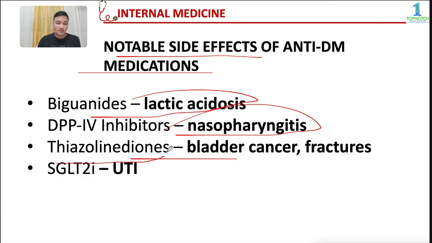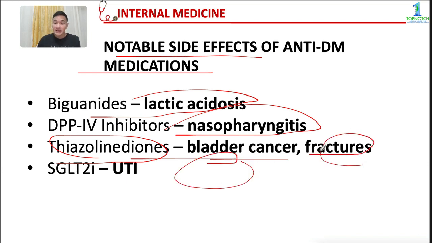Other notable side effects of thiazolidinediones aside from bladder cancer and fractures, kasi ito ay sa pioglitazone lang, is heart failure, okay, which is why hindi siya pwede sa mga patients na may heart failure. SGLT2 inhibitors, UTI yung notable side effect naman, because dahil nag-excrete sila ng glucose through the urine.